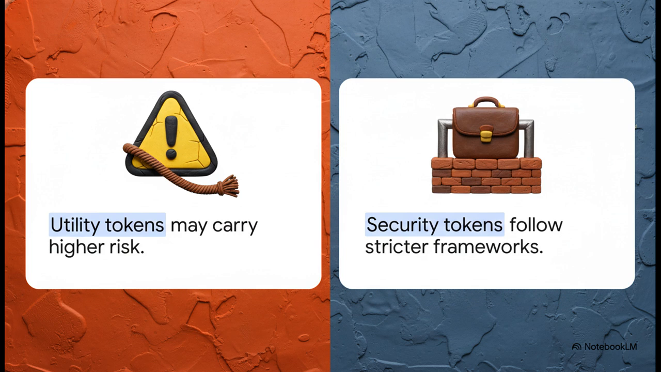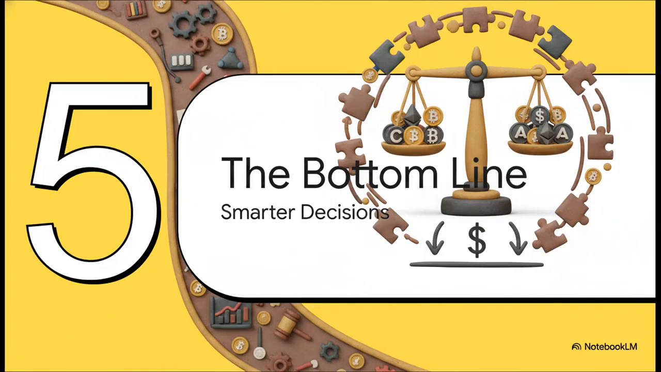On the flip side, security tokens generally represent a lower risk, specifically because of those stricter legal frameworks we just talked about. Now, let's be clear, lower risk doesn't mean zero risk. It's still an investment after all, but it does mean there are structural, legal guardrails in place that utility tokens simply do not have. Finally, let's wrap things up with Section 5, the bottom line, and making smarter decisions.